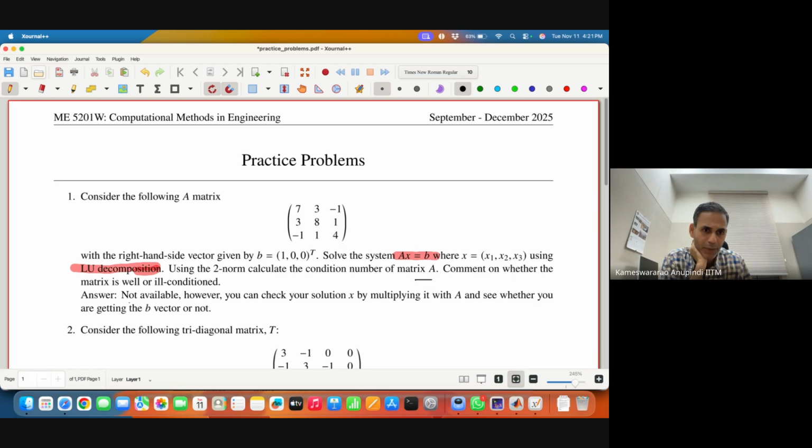I didn't provide the answer, but you can check your solution X by multiplying it with A. Once you get X, you multiply with A and you should get this B back. See whether you're getting the B vector or not. You will get this correctly only if the condition number is small. If the condition number is very large, your solution may not be very well behaved. So that is the first problem. You can perhaps practice this.